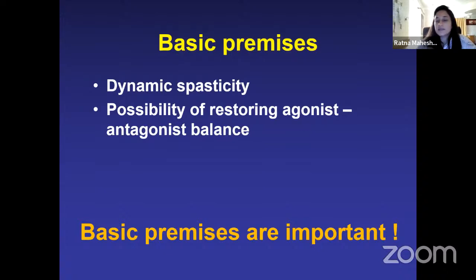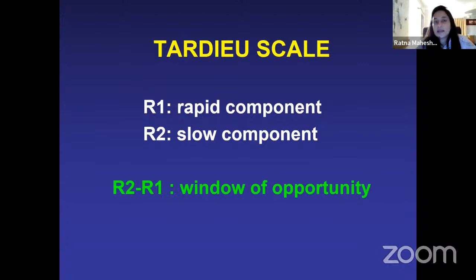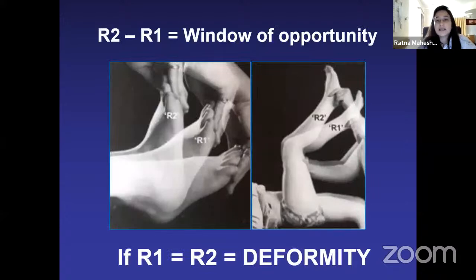If we look at what is dynamic spasticity, we commonly use the Tardieu scale, where R1 is the fast catch component and R2 is the slow stretch, and R2 minus R1 is the window of opportunity, so to say. The more this difference, the more is the dynamic spasticity and the better chance of botulinum toxin acting. So if R1 is equal to R2, that means a fixed contracture has set in. Whereas if this difference is wide, that means the spasticity is more dynamic.